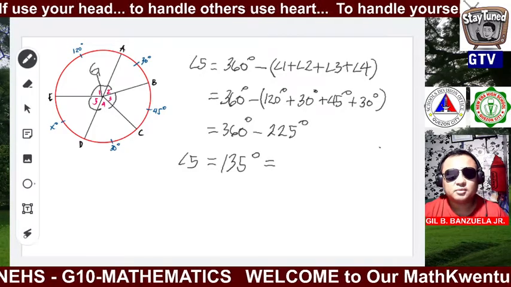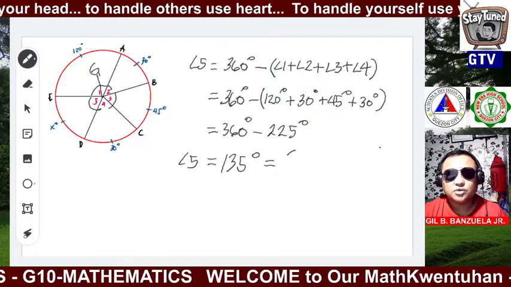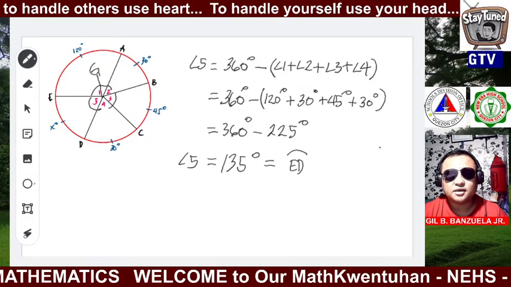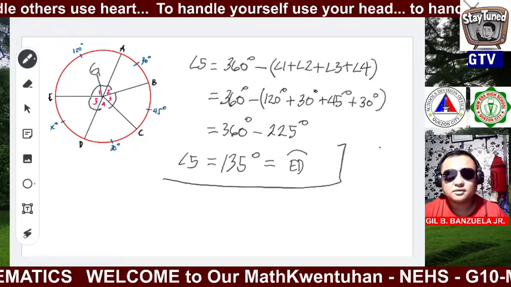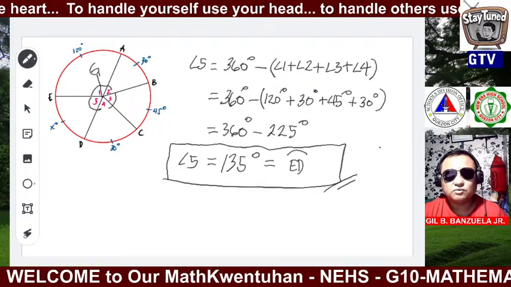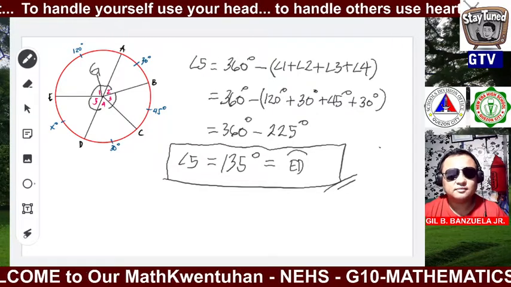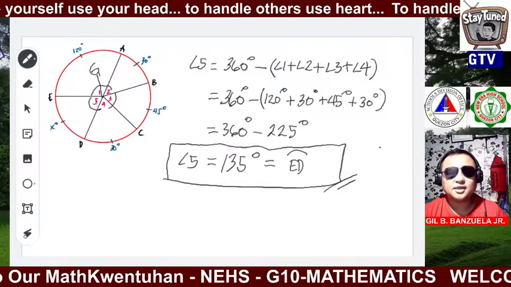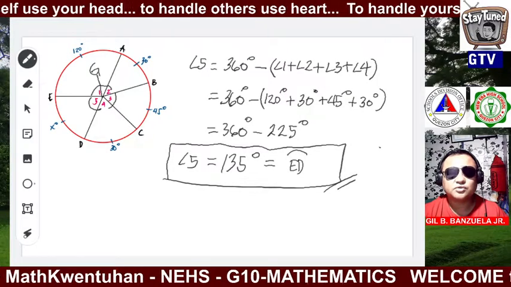therefore, since angle 5 is a central angle, the measure of arc ED is 135 degrees as well. Ayan. So, you have to take note of that, guys, ha? So, yan yung value niya. Okay? So, yan yung application ng pinag-aralan natin kanina. Okay? Question so far.